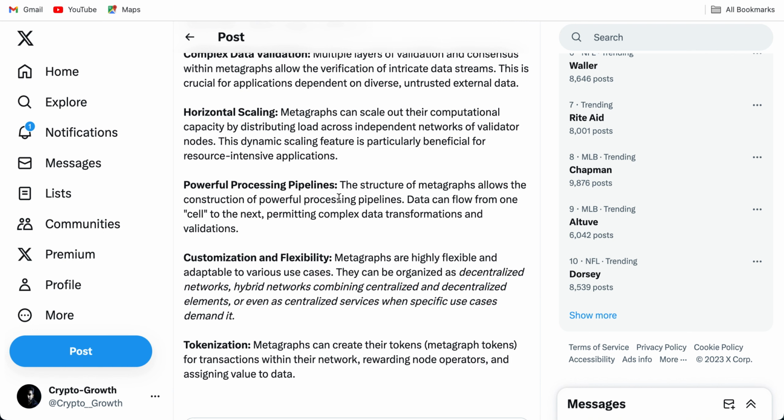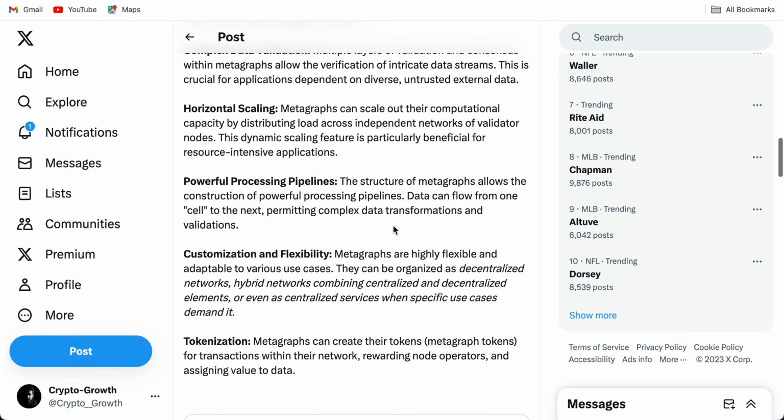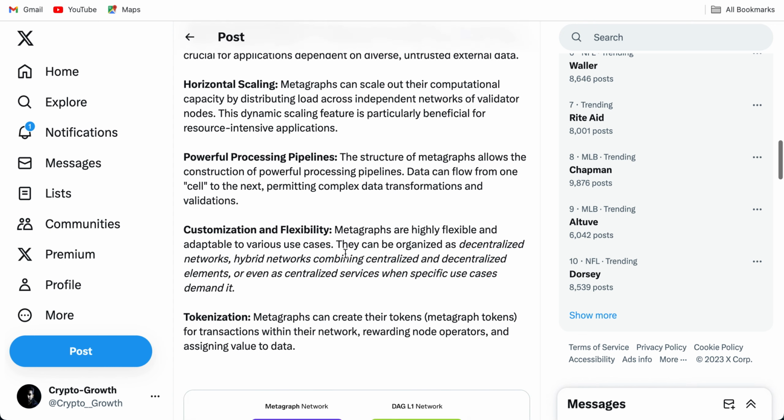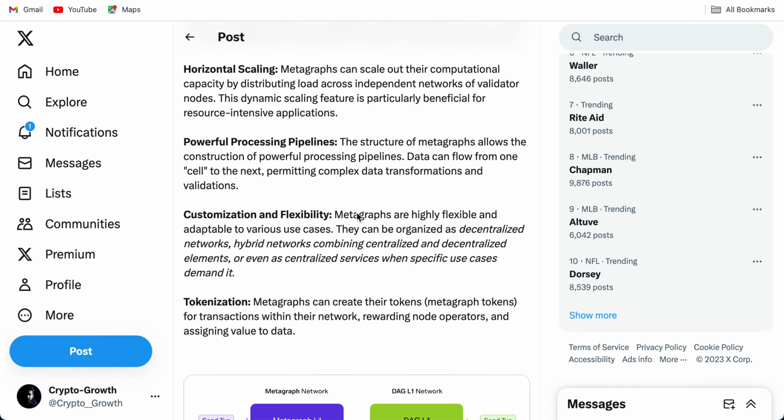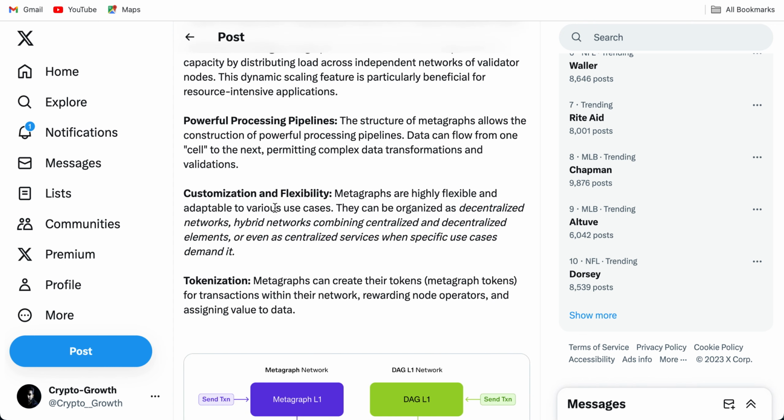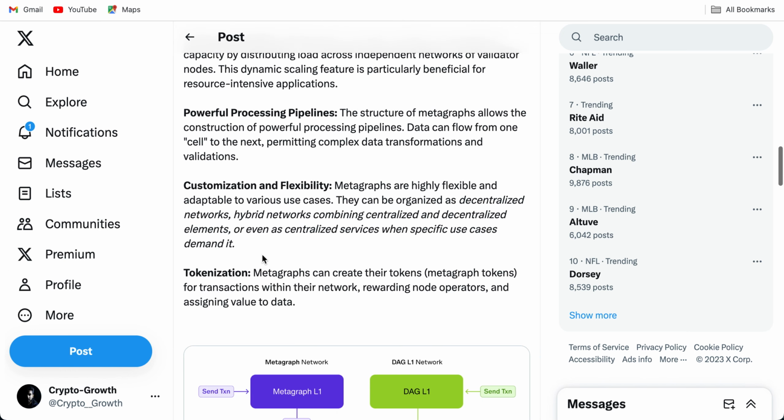Powerful processing pipelines. The structure of metagraphs allows the construction of powerful processing pipelines. Data can flow from one cell to the next, permitting complex data transformations and validations. Customization and flexibility. Metagraphs are highly flexible and adaptable to various use cases. They can be organized as decentralized networks, hybrid networks combining centralized and decentralized elements, or even as centralized services when specific use cases demand it.